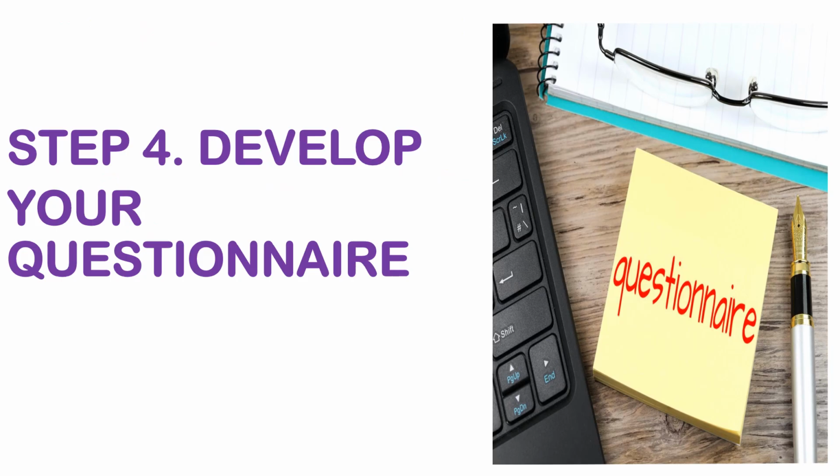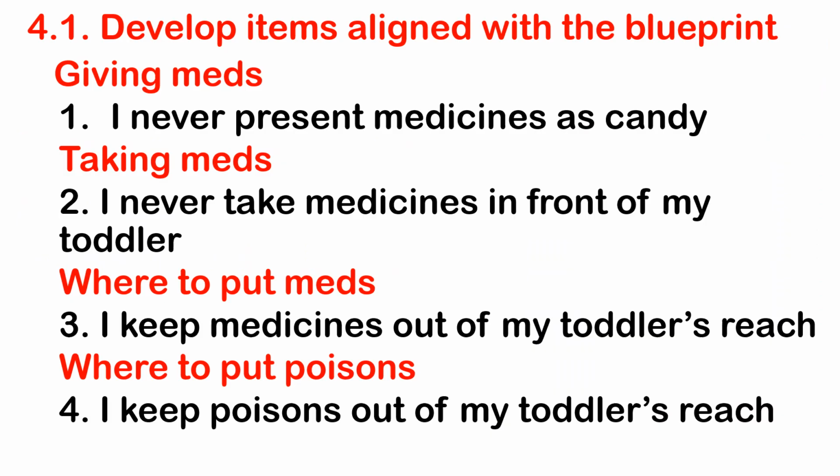Now it's time to develop your questionnaire. Develop items aligned with the blueprint. The blueprint item is giving meds. The corresponding questionnaire item is I never present medicines as candy. Blueprint item is taking meds. The questionnaire item is I never take medicines in front of my toddler. Blueprint item is where to put meds. The questionnaire item is I keep medicines out of my toddler's reach.